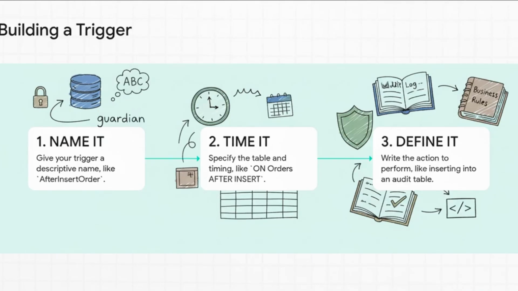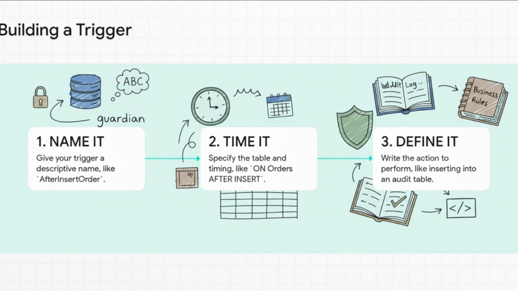You know, building a trigger really isn't as intimidating as it might sound. You can just break it down into 3 easy steps. First, you name it. Give it a clear, descriptive name like after_insert_order. Second, you time it. You tell it which table to watch, in this case the orders table, and exactly when to fire, which is after insert. And finally, step 3, you define it.